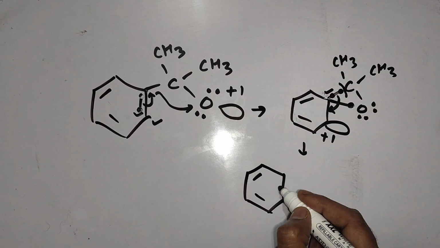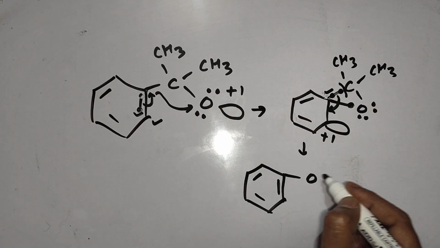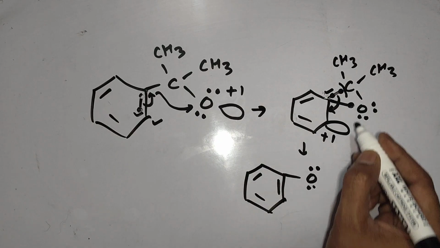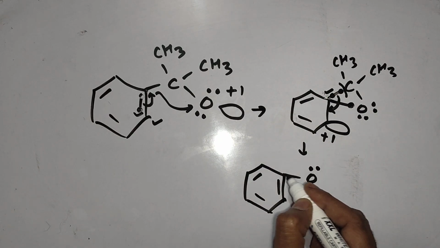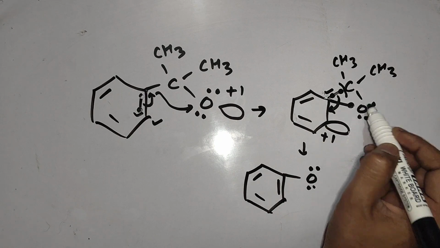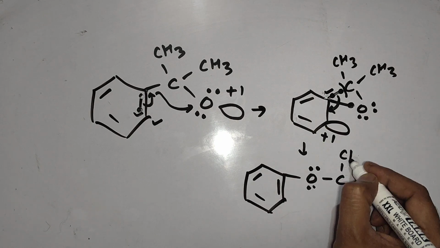We will get a double bond here. Now please check the connection properly. Don't get confused. This carbon is making a bond with this oxygen that I am making. Between this carbon and this carbon, the bond has broken, and this carbon is connected only with oxygen. So here it will be.